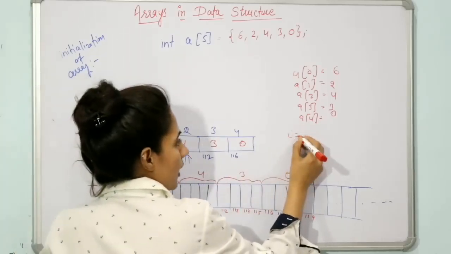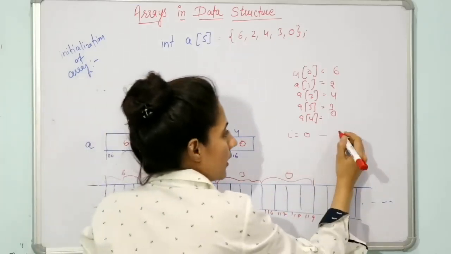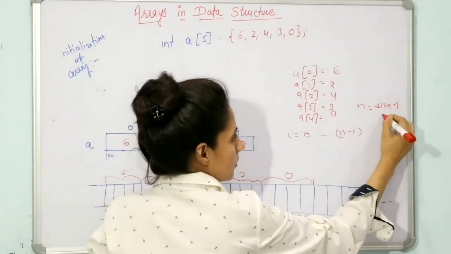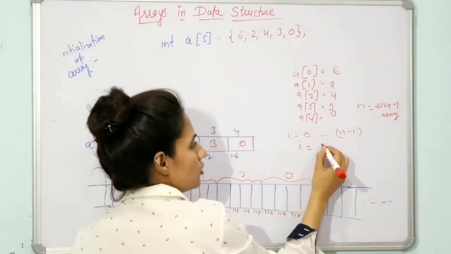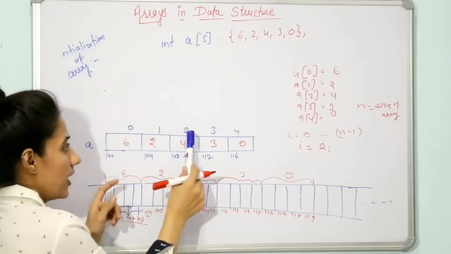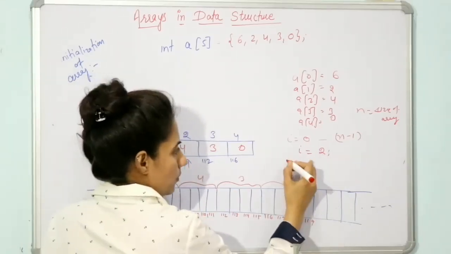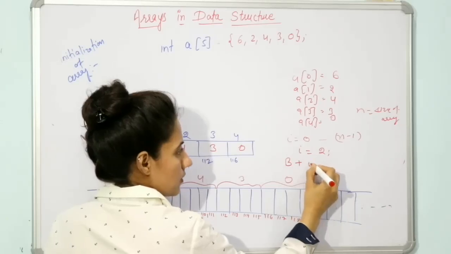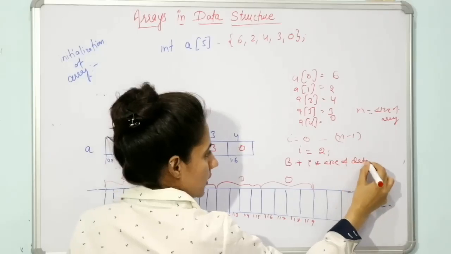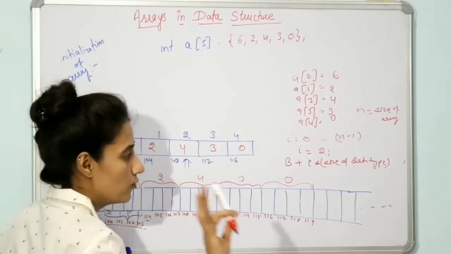Suppose the index runs from 0 till 4, that is 0 to n minus 1, where n is equal to the size of the array. If you want to access i equal to 2, that is the third value, how do you access it? The formula is base address plus i into the size of the data type you have taken. The data type of the array is int, so the size would be 4 bytes.